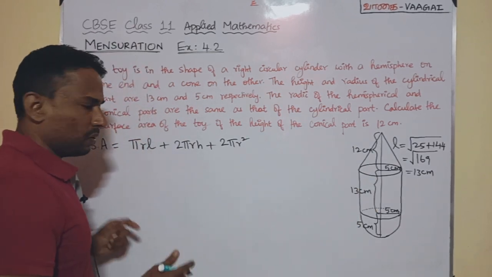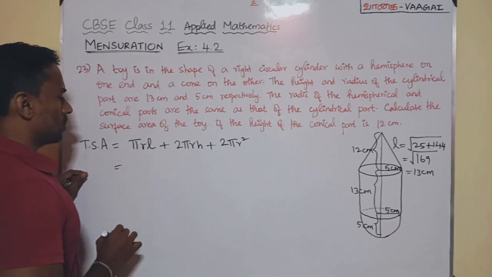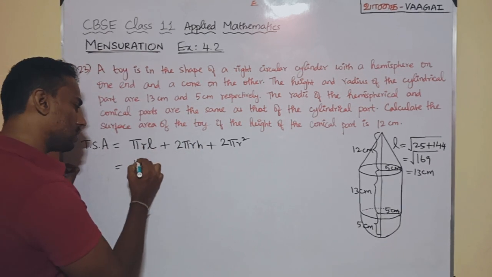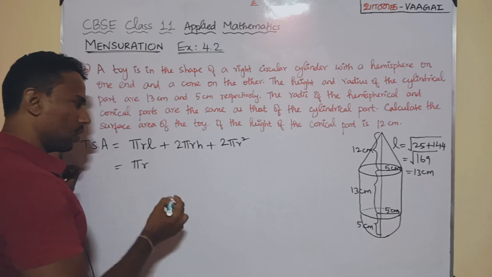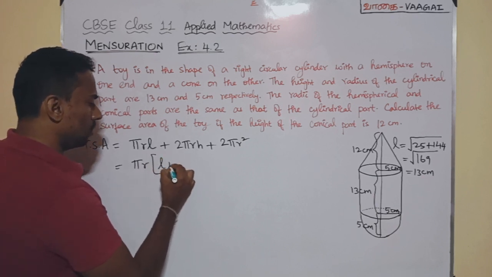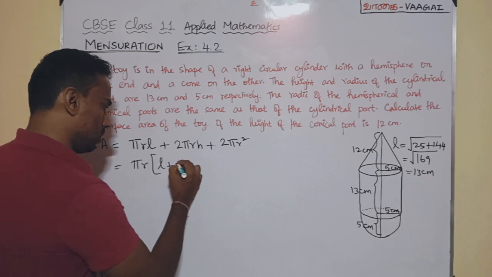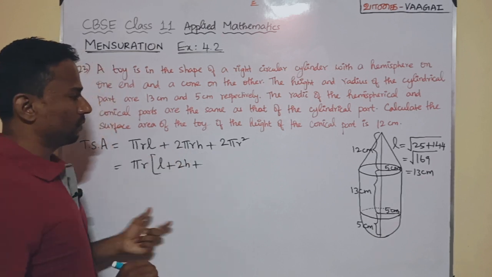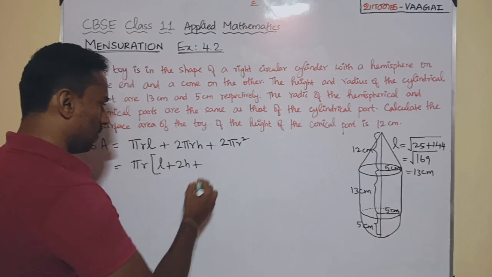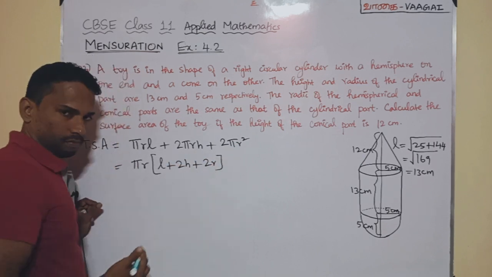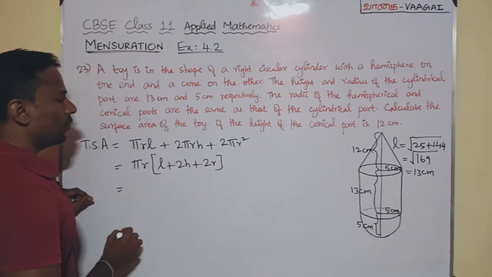Now we will simplify it to get the answer. First of all, I can take pi r as a common value. If I take pi r common outside, I will have l inside. Here if you take pi r common, you will have 2h inside. And here also, taking pi r outside, I will have 2r inside. Now we can substitute the values.